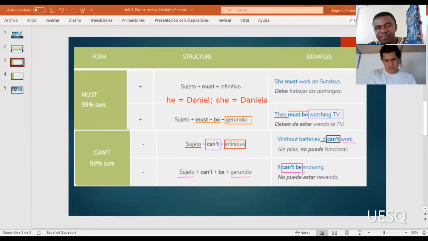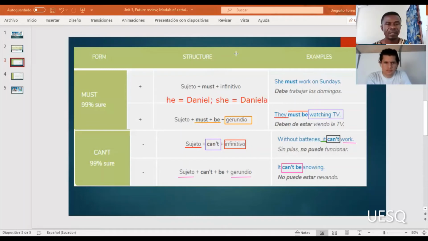It is also the subject. Can't, modal verb plus be. Then the verb in the ing or the gerund form. Ing, gerund form. It can't be snowing. Very good.